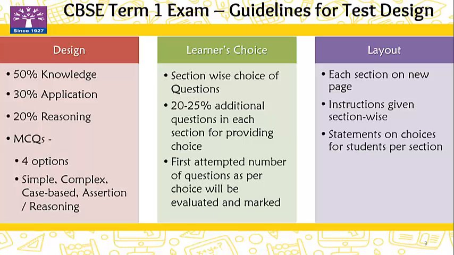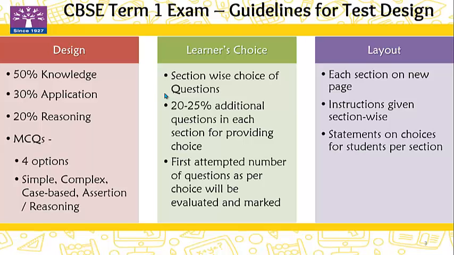In question papers, 50% of questions will address knowledge, 30% application, 20% will be reasoning based questions. There will be multiple sections in a paper. Each section will specify how many questions have to be answered by the student. Learners can exercise their choice within a section only. There will be no internal choice.